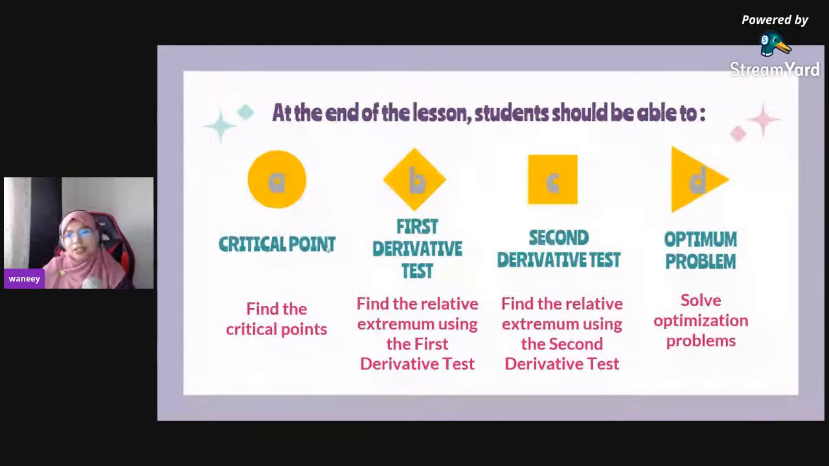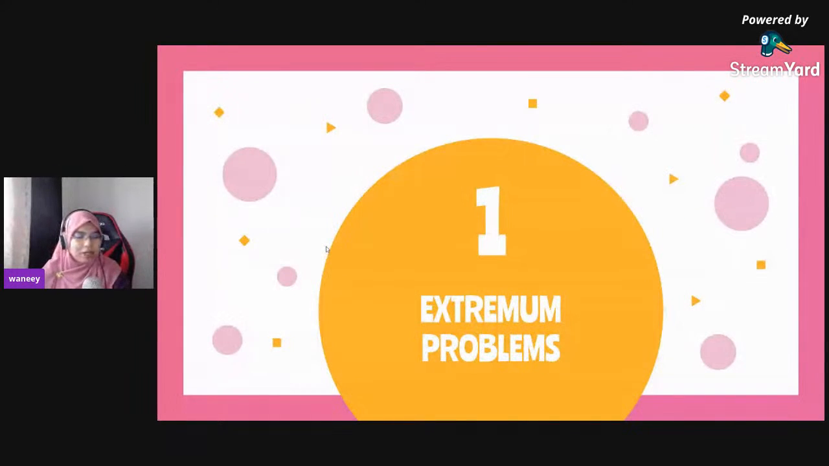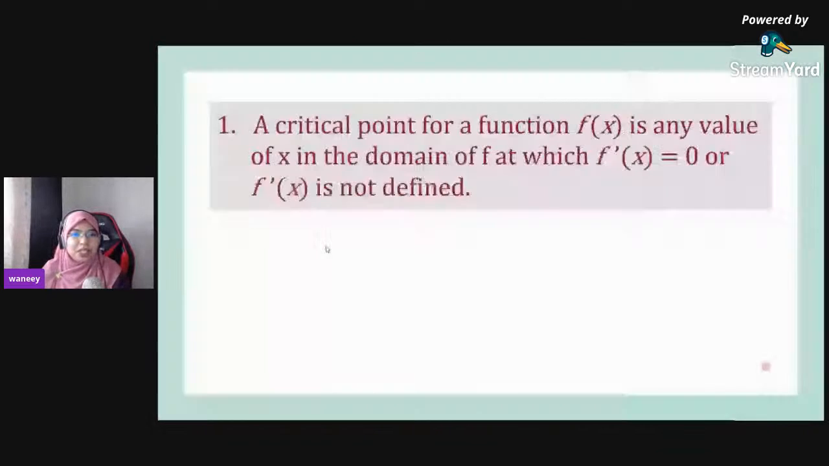Okay, so let us go to the first one, find the critical point. Right, so extremum problem. A critical point for a function f(x) is any value of x in the domain of f at which f prime of x equals 0 or when f prime of x is not defined. Okay, so we have critical point. Critical point we can get from two ways.